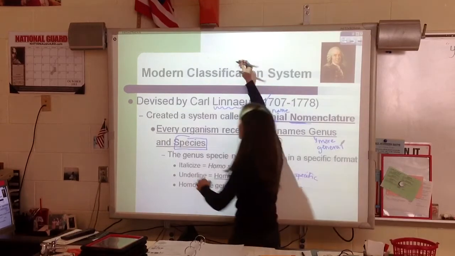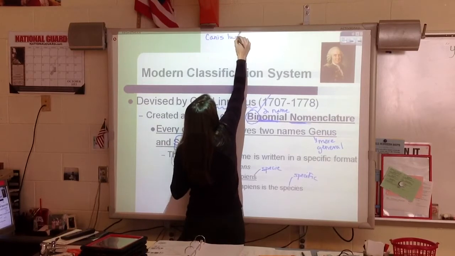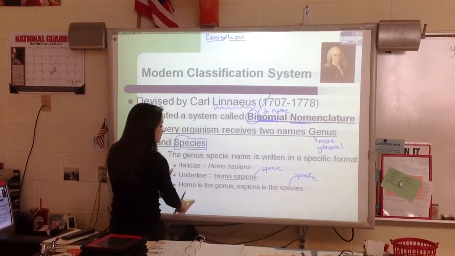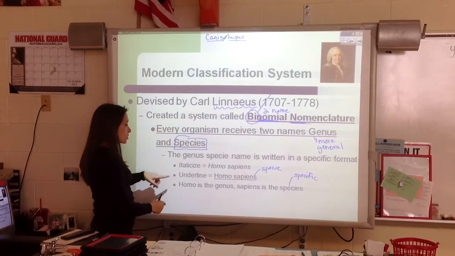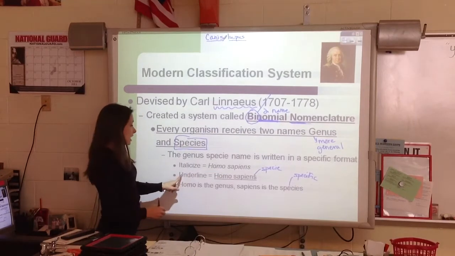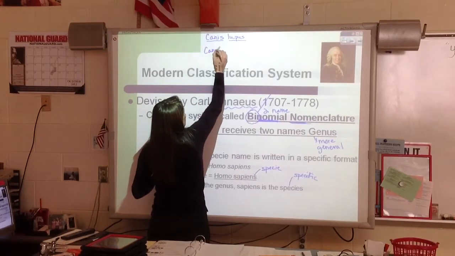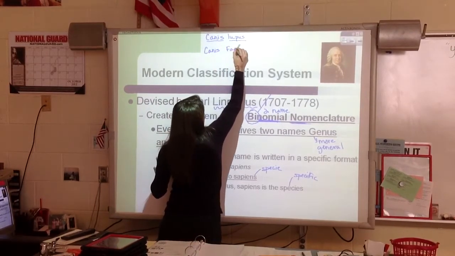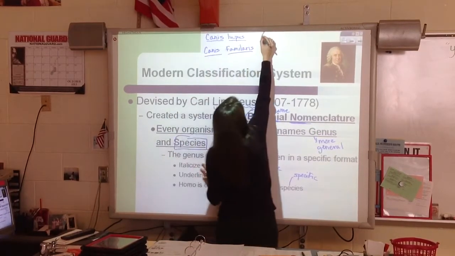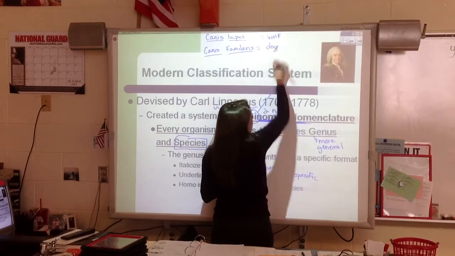So one that we looked at yesterday that I do want you to write in your notes is Canis lupus. And notice how we're writing it. We're going to follow these rules. We're going to capitalize the first word, lowercase the second, and underline it all. So Canis lupus, and then we write another one, Canis familiaris. This is actually the wolf. This is actually the dog.